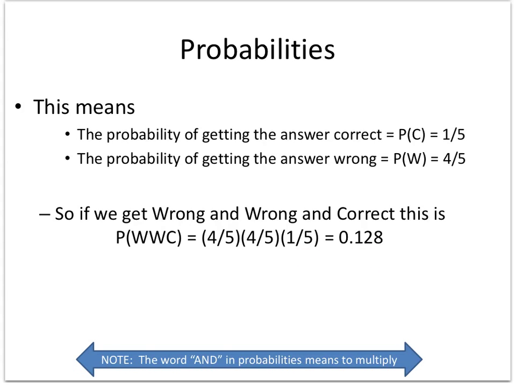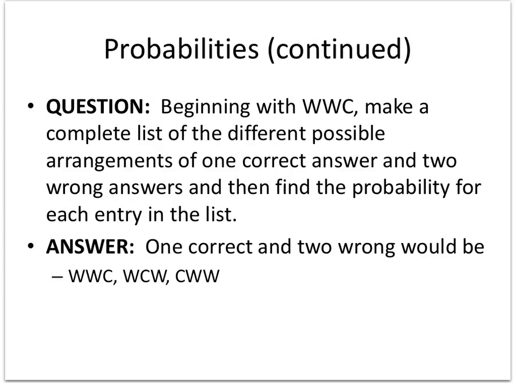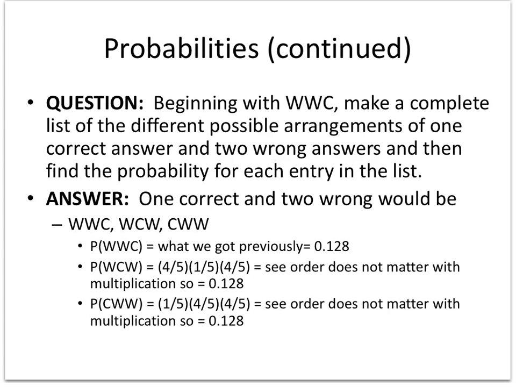All right, beginning with the wrong, wrong, correct, make a complete list of the different possible arrangements of 1 correct answer and 2 wrong answers, and then find the probability for each entry in the list. Well, we already know the wrong, wrong, correct, but then also you could get the first one wrong, the second one correct, and the last one wrong, or you could get the first one correct and the second and the third ones wrong. Same thing with the probabilities.